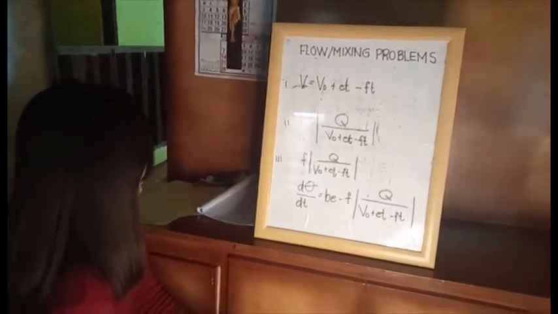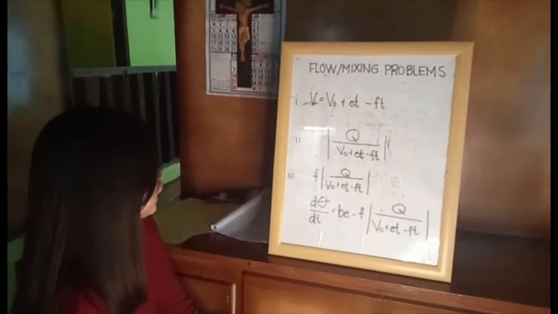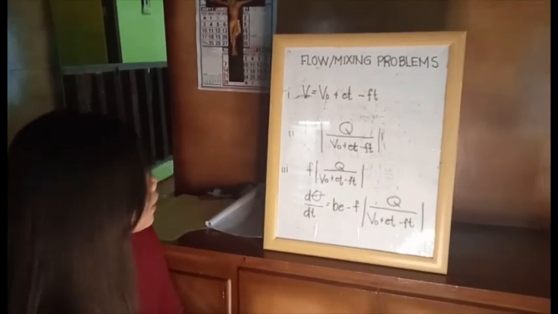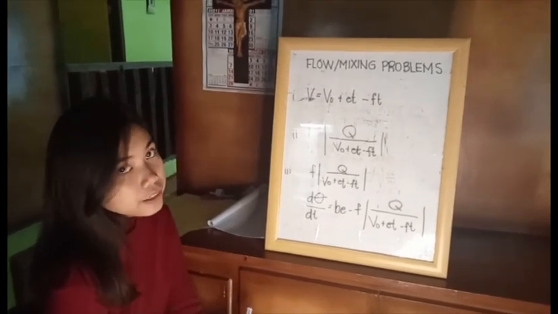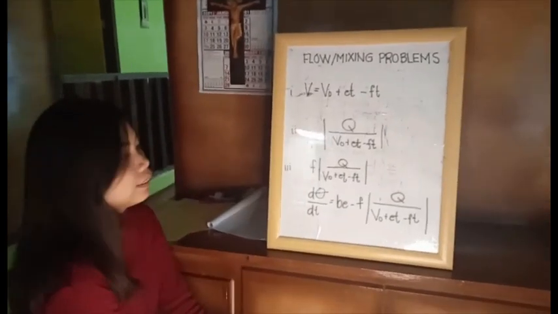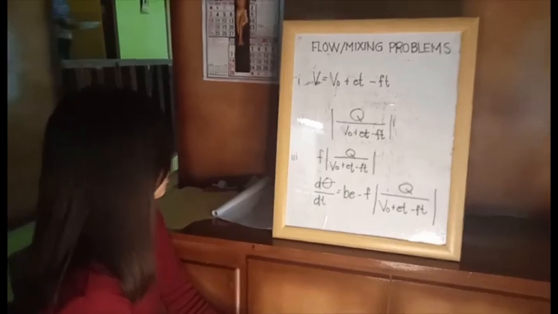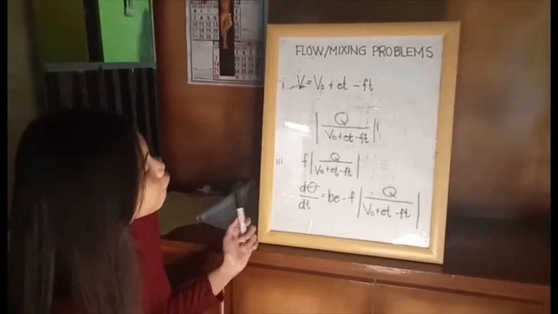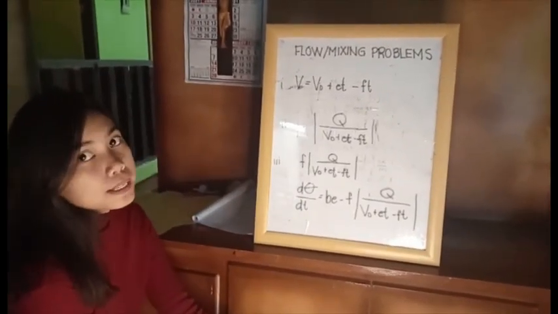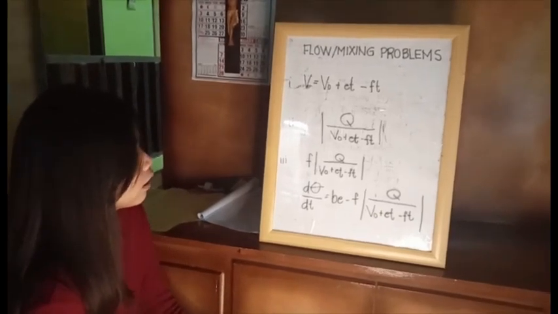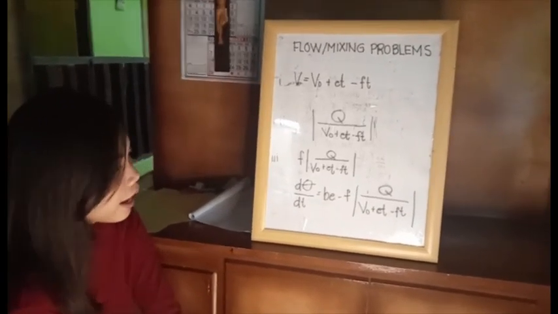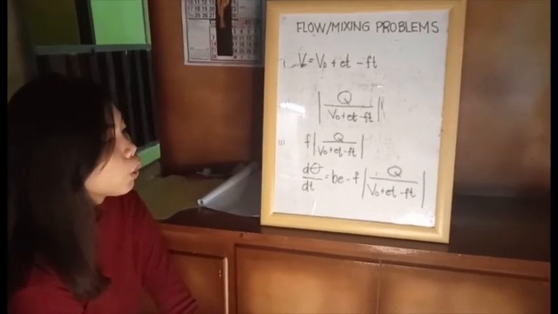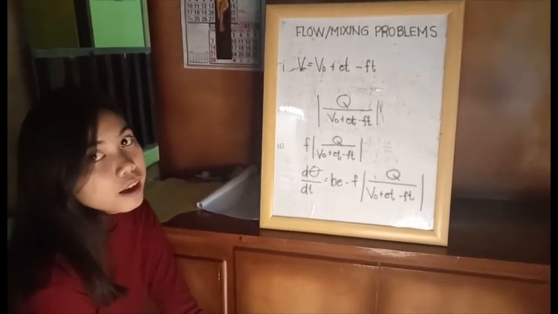Next, the concentration of salt in the tank at any time t is Q over V₀ + Et − Ft. Last, the rate at which the salt leaves the tank is F times Q over V₀ + Et − Ft, or dQ/dt = BE − F times Q over V₀ + Et − Ft.